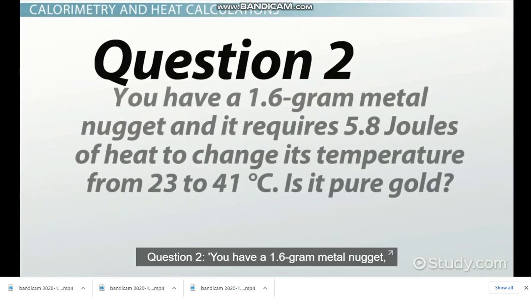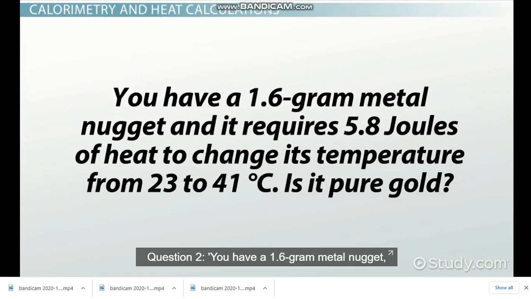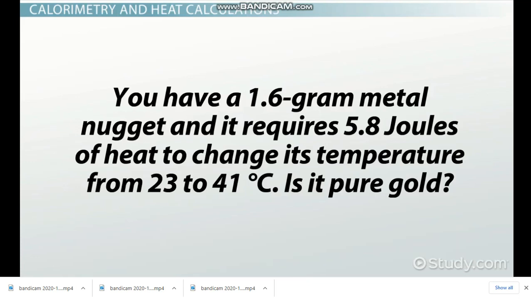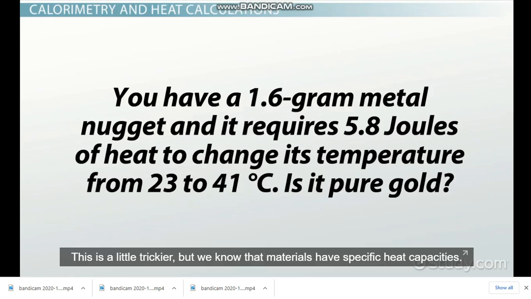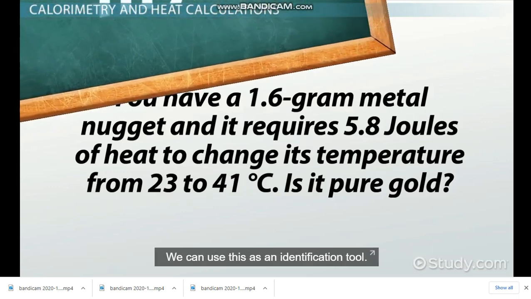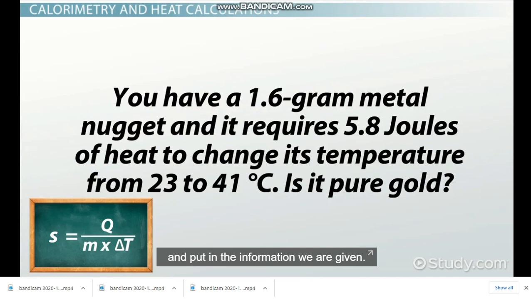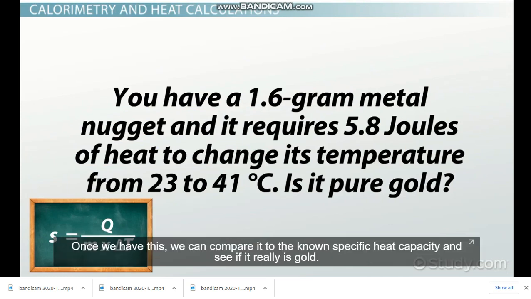Question 2. You have a 1.6 gram metal nugget, and it requires 5.8 joules of heat to change its temperature from 23 to 41 degrees Celsius. Is it pure gold? This is a little trickier, but we know that materials have specific heat capacity. We can use this as an identification tool. We can simply rearrange our equation above to calculate the specific heat capacity and put in the information we are given.